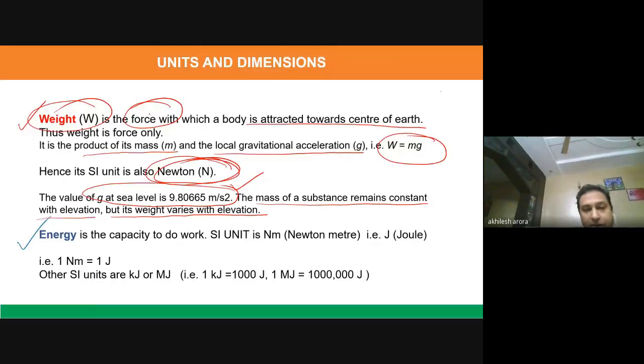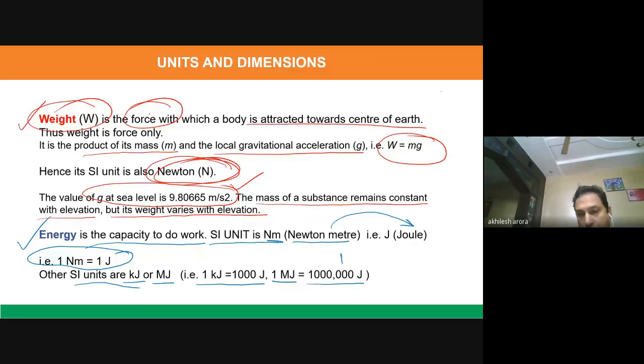Then comes energy. Energy is the capacity to do work, and its SI unit is Newton meter, which becomes joule. So 1 Newton meter is equal to 1 joule. Other SI units for energy are kilojoules and megajoules. 1 kilojoule is 1,000 joules. 1 megajoule is equal to 10 raised to power 6 joules. So you should remember that.